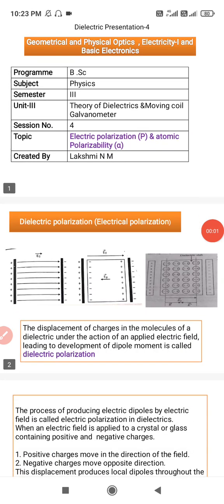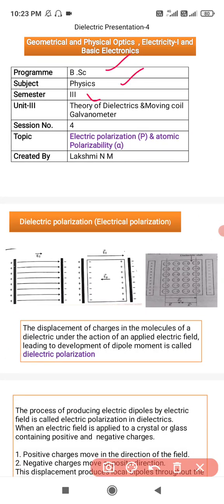Welcome to the physics class, BSc Physics, third semester, paper name Geometrical and Physical Optics, Electricity 1 and Basic Electronics. In this paper, unit 3, Theory of Dielectrics and Moving Coil Galvanometer, session 4, we studied about electrical polarization and atomic polarizability alpha.